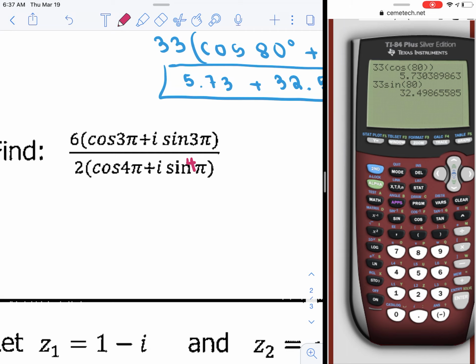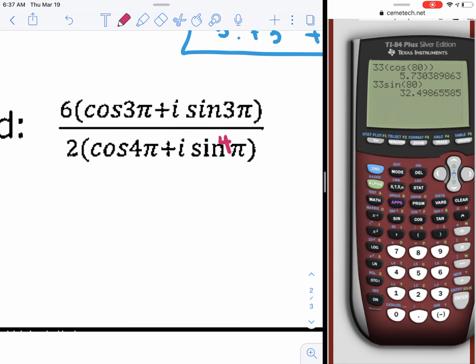If you could just add that 4 in there. But what we're going to do here is divide. This is your R1, this is your R2. So as I talked about before, we are going to divide the numbers in front, but you are going to subtract the angles. So what we would get is this 3 pi minus 4 pi.